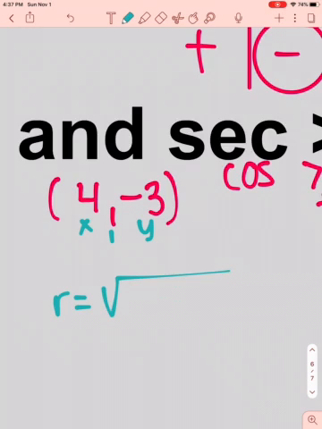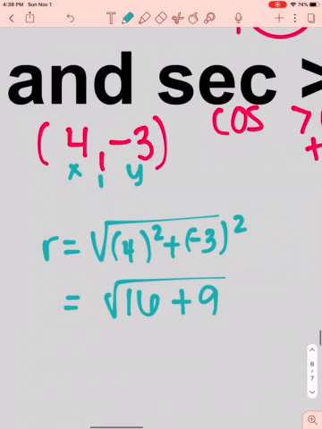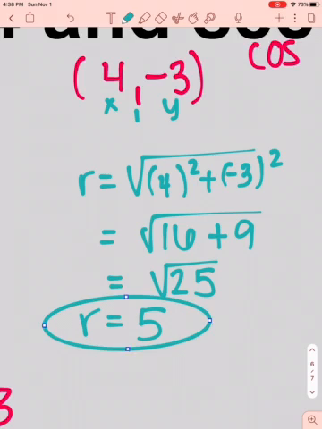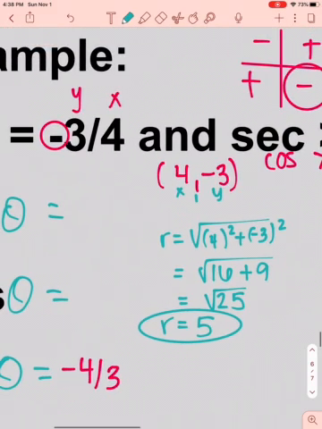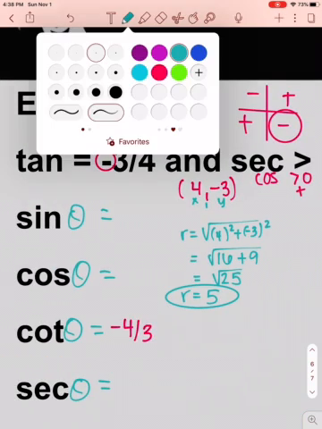So you use your distance formula, square your x, square your y, add them together. So I'm doing 4 and -3. 4 squared is 16. -3 squared is 9. 16 and 9 gives us 25. And then we can take the square root, giving us that r is 5. So now I have x and y and r.